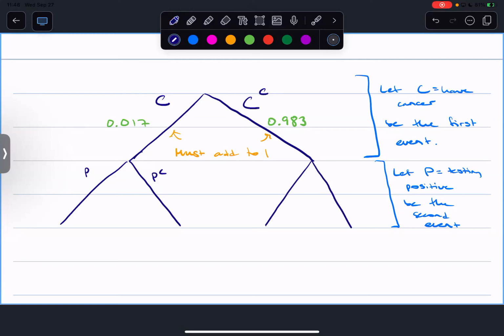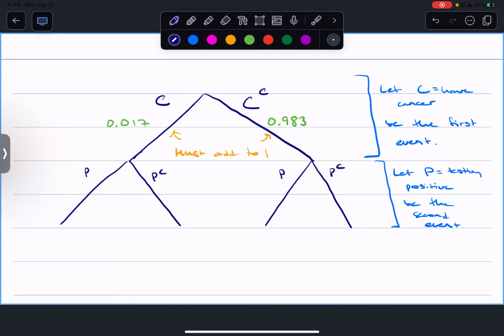If you don't have cancer, you can still test positive, right? We've heard of false positives. Or you can test negative, or not positive. Hopefully the probability is quite low, but it is there. So regardless of which branch you're going down, you can test positive or not positive.